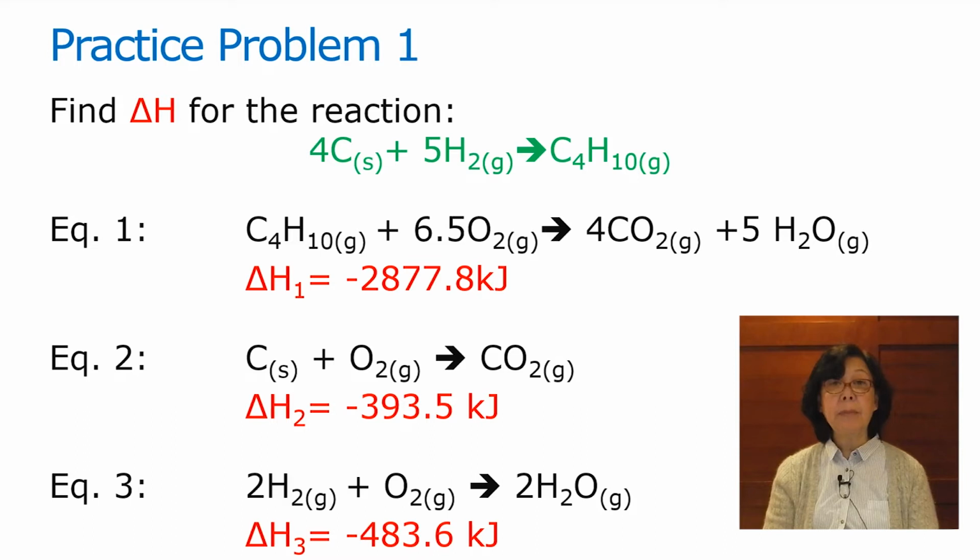In terms of the carbon, we want 4 moles of carbon to appear as the reactant. Therefore, we need to multiply equation 2 by the coefficient of 4 and also the delta H2 by 4. For the hydrogen, we want 5 moles of hydrogen to be the reactant. Therefore, we need to take equation 3 and multiply that by 2.5 and also the value of delta H3 by 2.5.